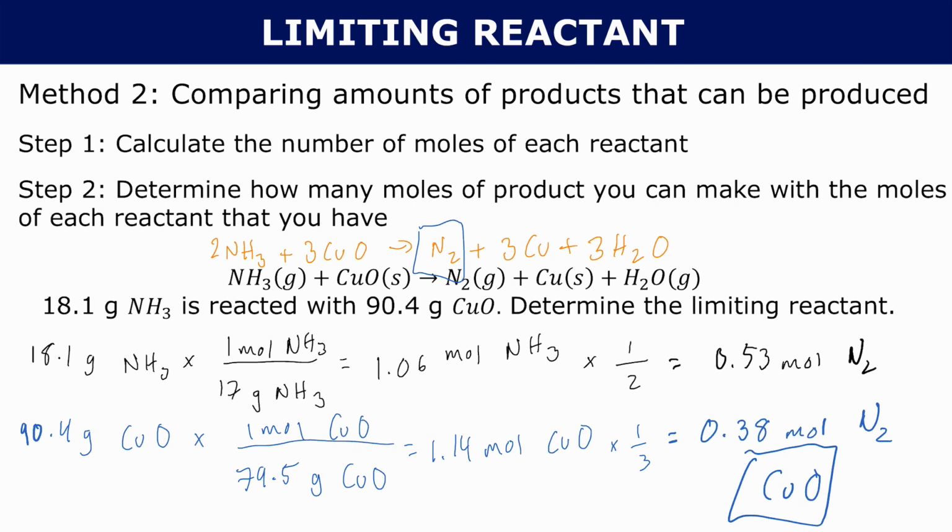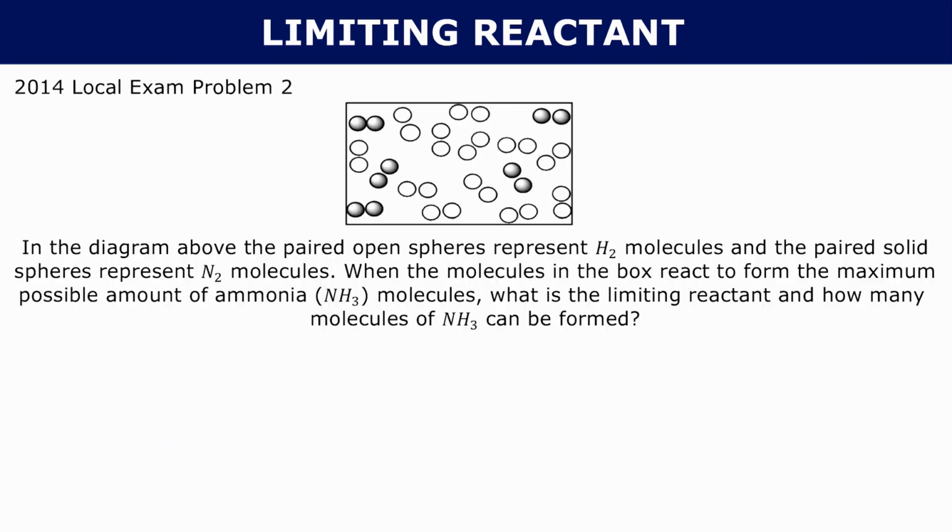Okay, let's do one more problem from an actual test. This is the 2014 local exam problem 2. So in the diagram above, the paired open spheres represent H2 molecules and the paired solid spheres represent N2 molecules. When the molecules in the box react to form the maximum possible amount of ammonia molecules, what is the limiting reactant and how many molecules of NH3 can be formed?